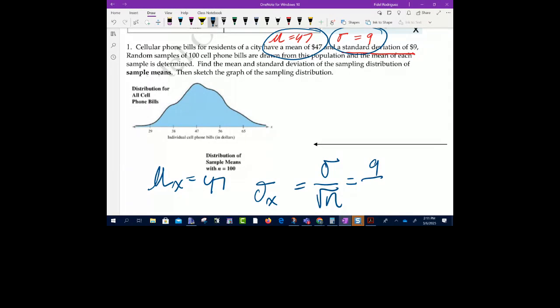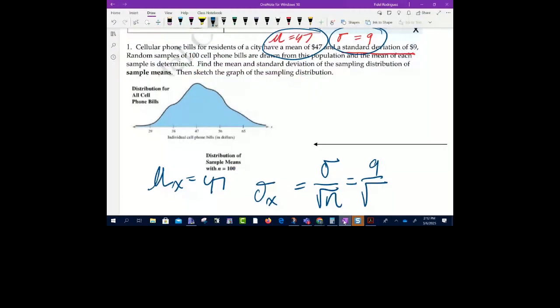We already know that our previous standard deviation was 9, so I'm going to put a 9 here, divided by the square root of the size of my sample. Right here where it says random samples of 100 cell phone bills, that's just telling me that my n is 100.